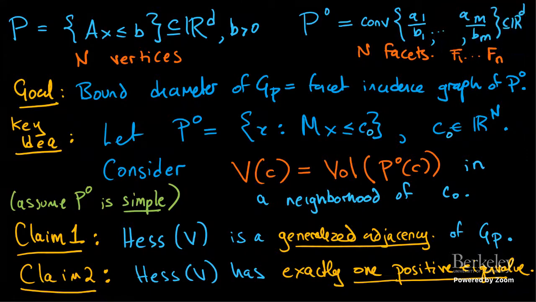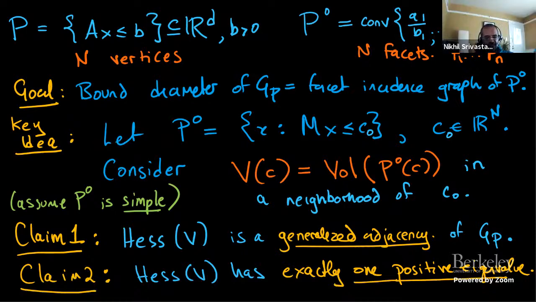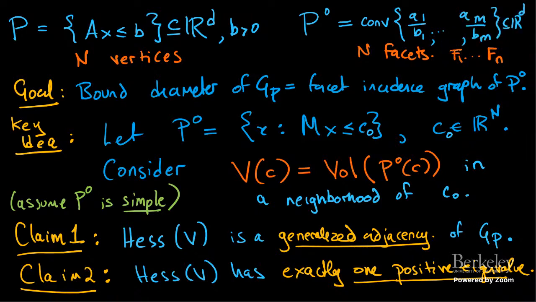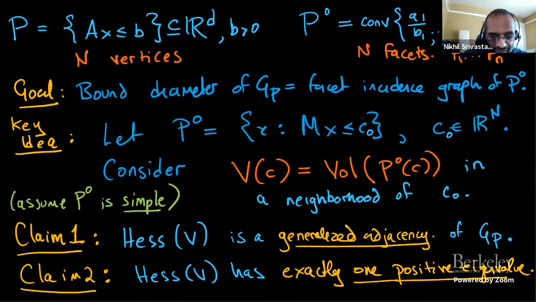So not a question about the claim, but I think I'm a little lost about how you defined V of C. Like what is C0? Right, so V of C0 is the volume of P polar. So what I'm doing is I'm going to replace the C naught by a variable C, right? And as I change C, I get different polytopes, and each of them has a volume. So that defines a function. Does that answer the question?